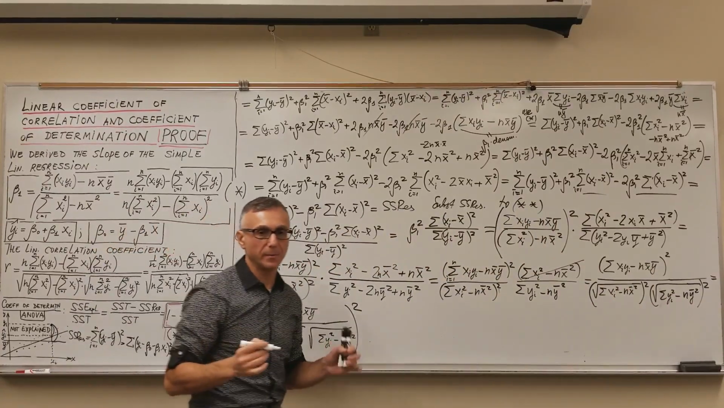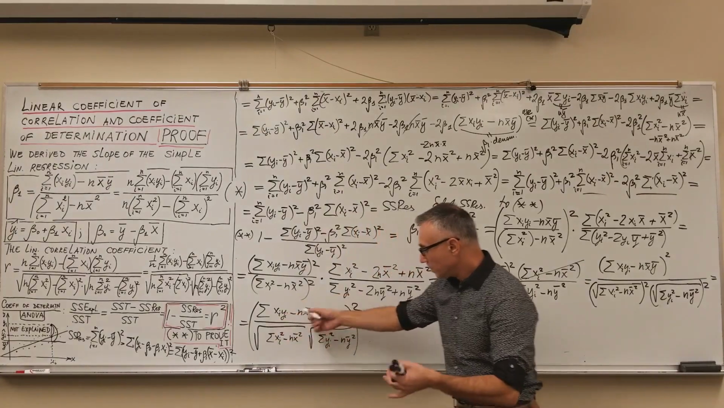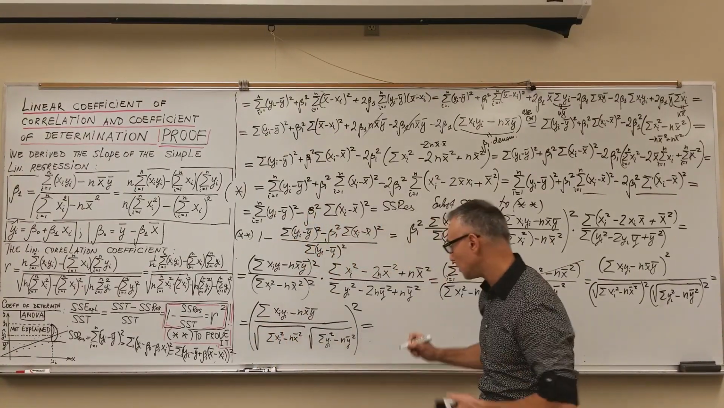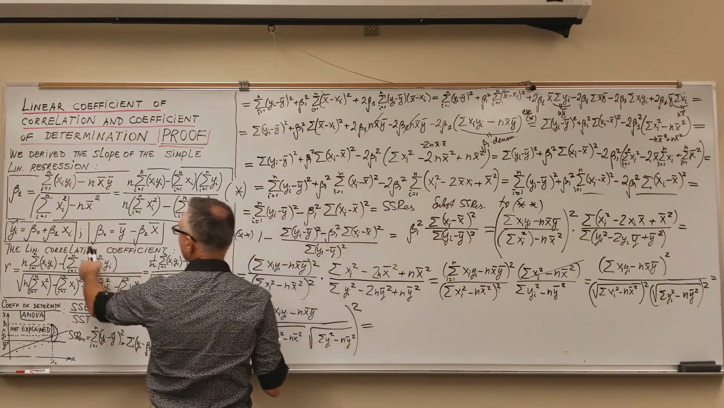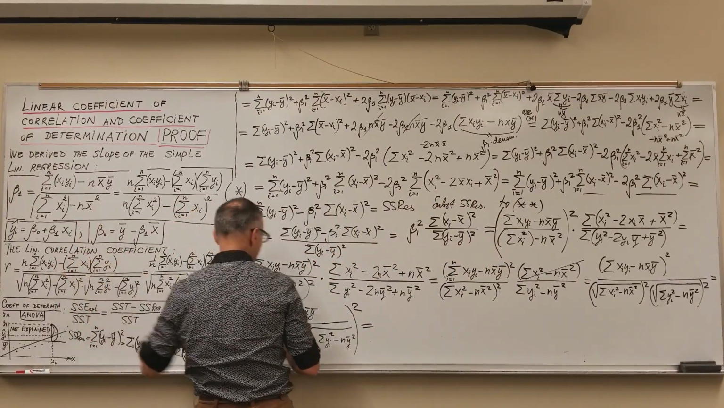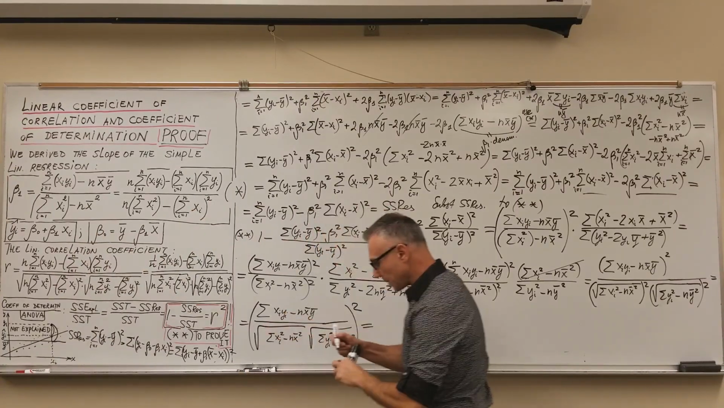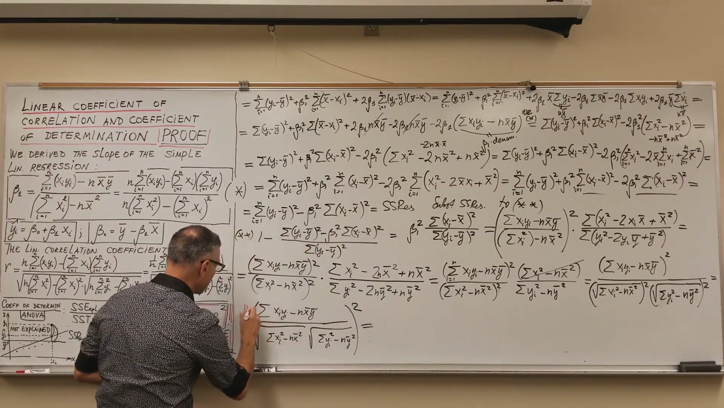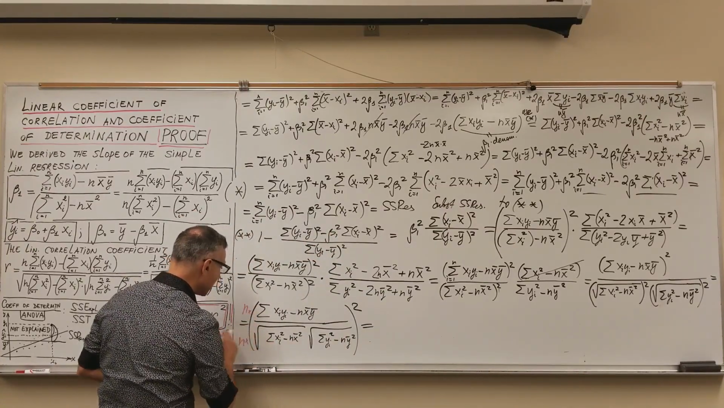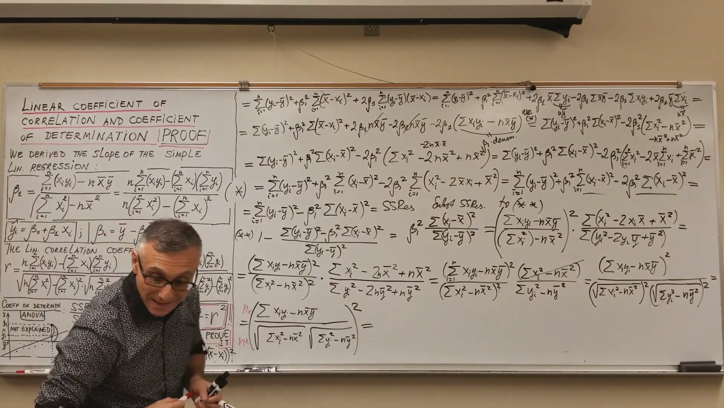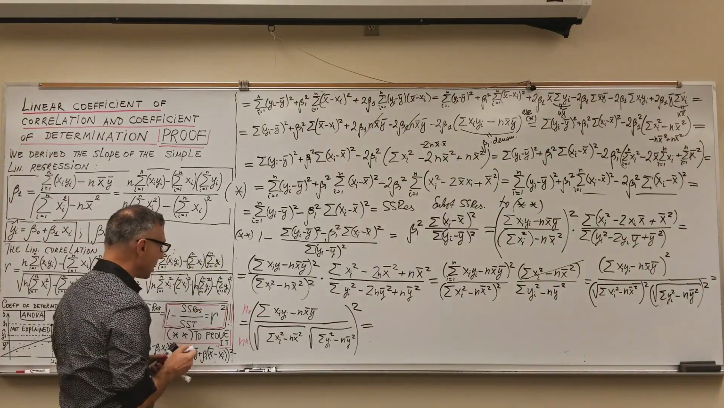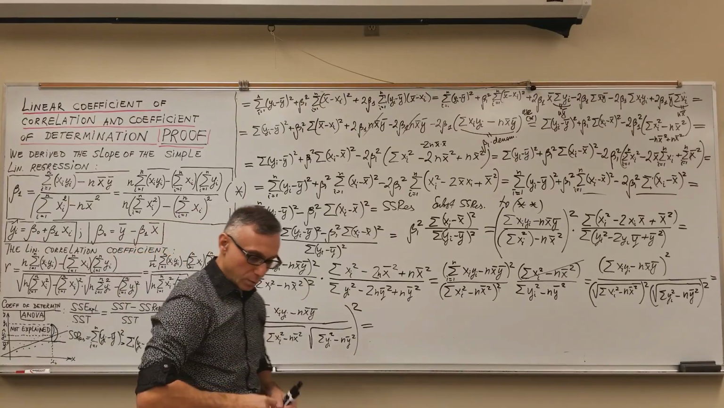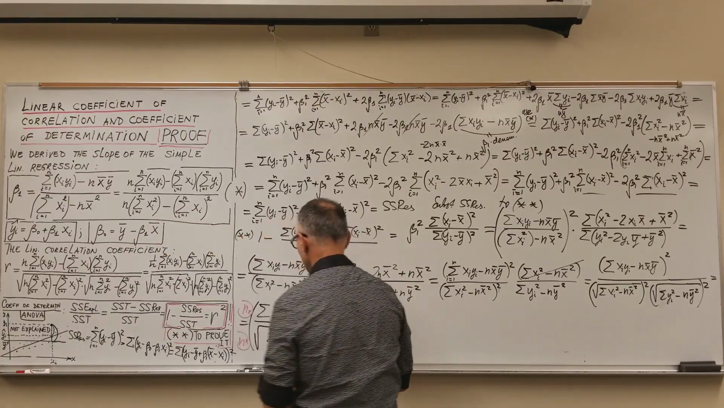Now, a very simple modification. Multiply both numerator and denominator by n, a non-zero value. I can do that to be consistent with the formula for r. Once I multiply, let me use another color, by n and by n, I'll bring my n in there.